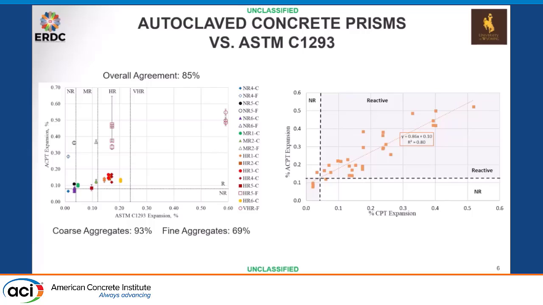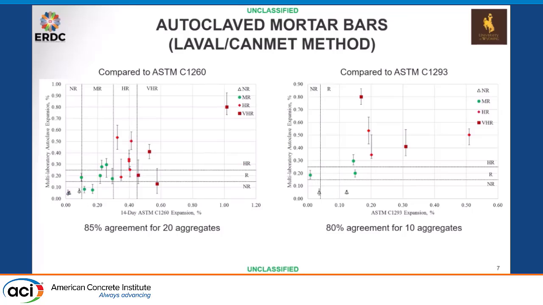Over on the right, that's from the University of Wyoming. That's showing coarse and fine aggregates that were tested. They've got an R-squared value of 0.8. But they were seeing the same thing that we were seeing with the fine aggregates being just really highly expansive. If we have anything that's siliceous or remotely reactive, they just don't do well in a 24-hour test duration. So that led us back to the Laval-CANMET method for fine aggregates.